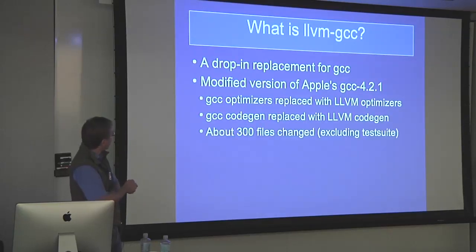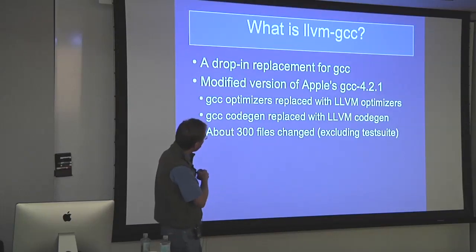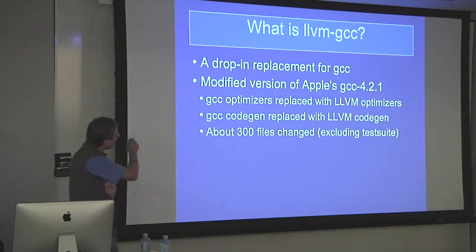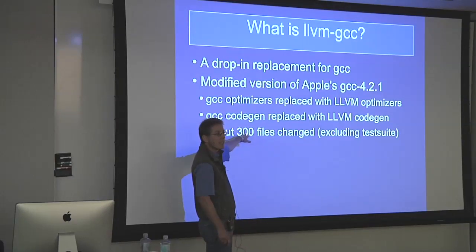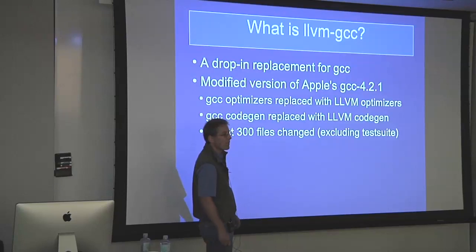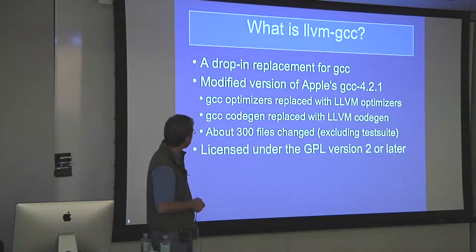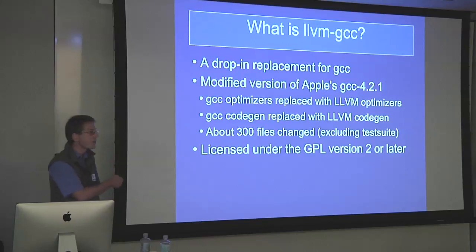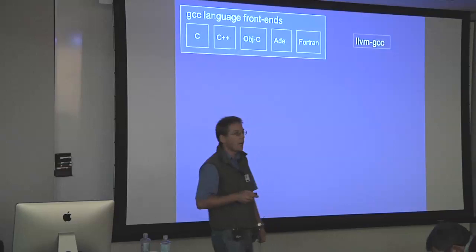Okay. And anyway, to achieve this replacement of GCC's optimizers and code gen with LLVM's, there are about 300 modified files inside GCC here. Now, I think this is an overestimate because I checked some and they were clearly actually Apple modifications which got tagged as LLVM modifications. But actually, there's quite a lot of places that got changed inside GCC to do this. And it's licensed under the GPL version 2 or later, same as GCC 4.2. Let me give a kind of conceptual overview of how it works.